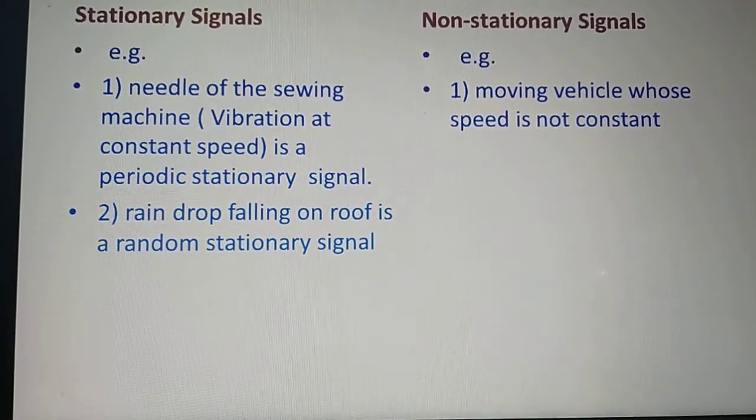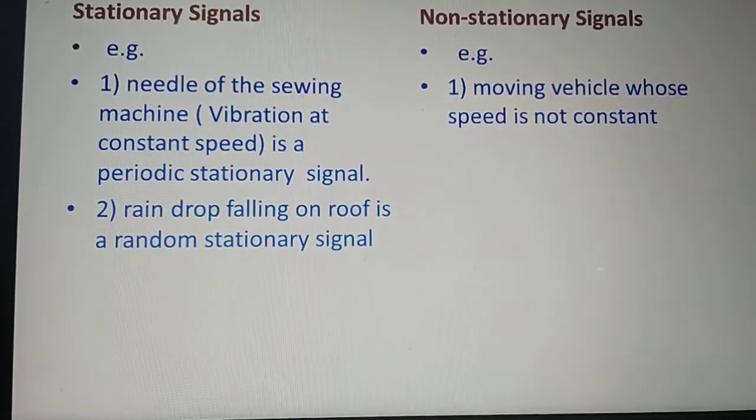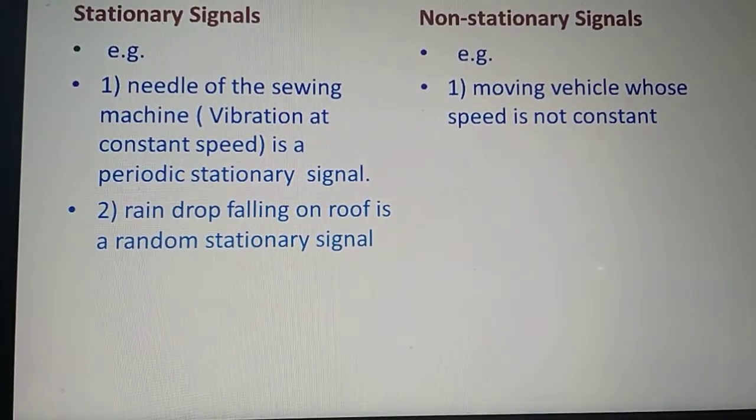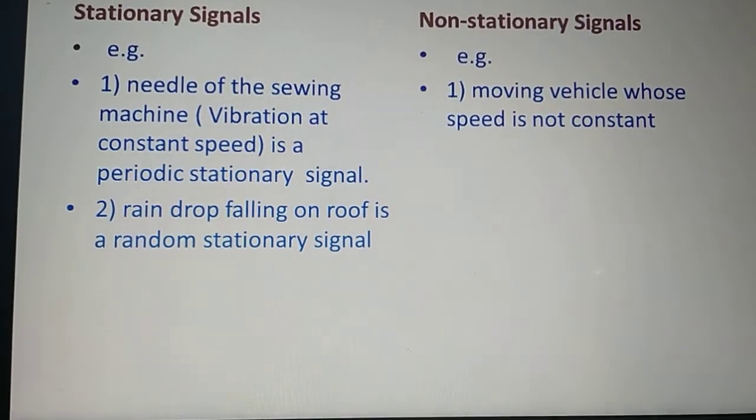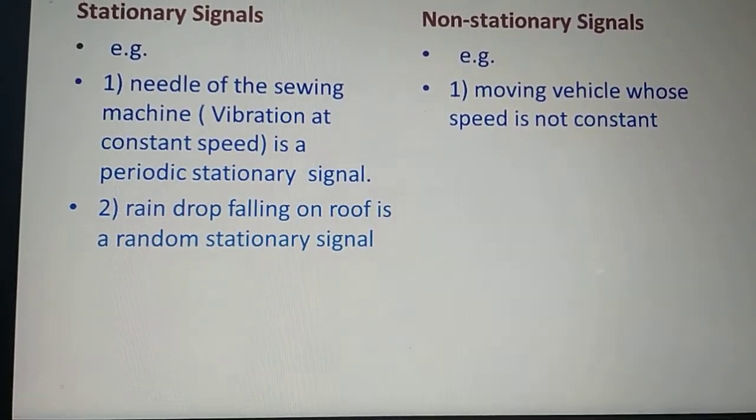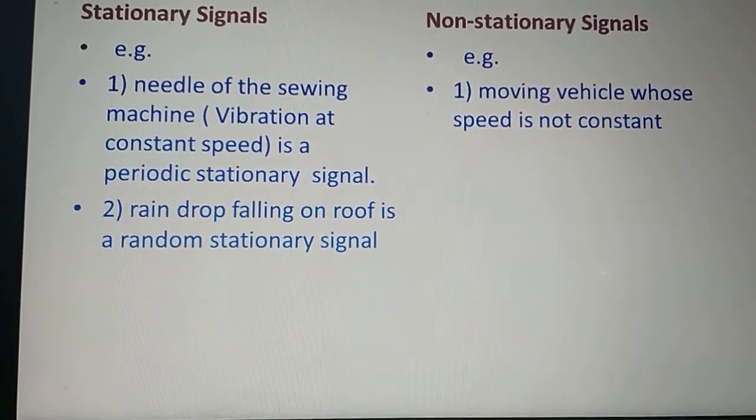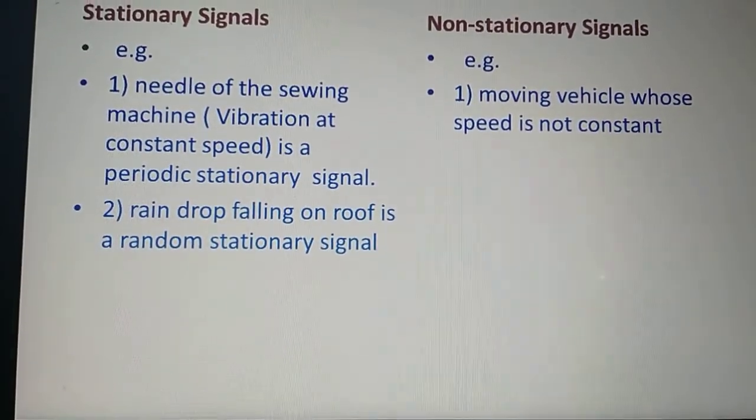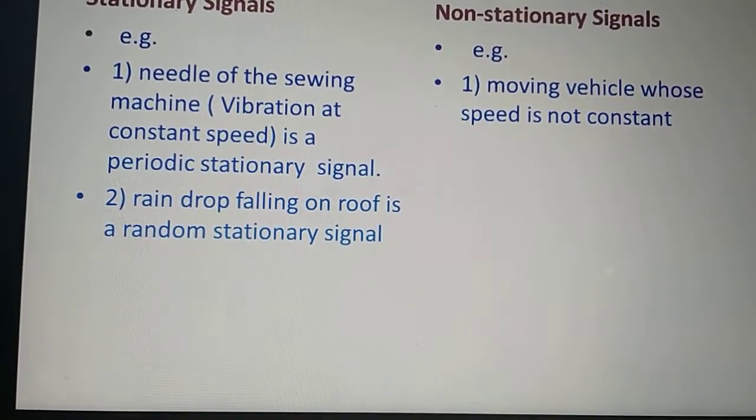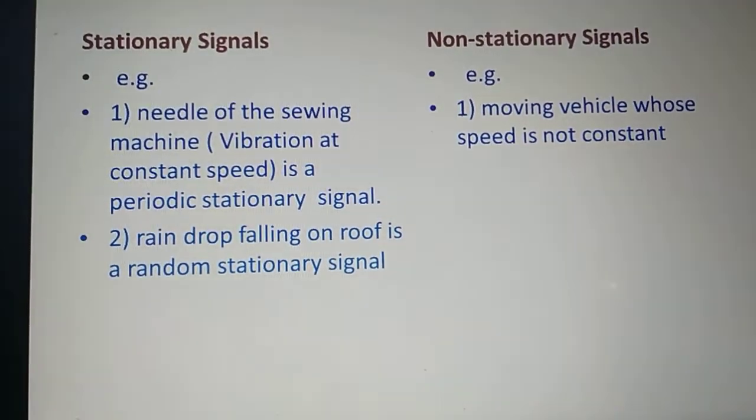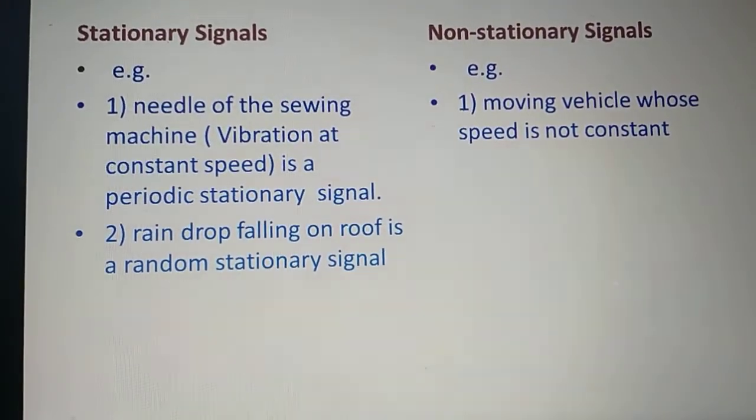The second example we also discussed last time: raindrops falling on a roof is a random stationary signal. And as an example of a non-stationary signal, you can consider a moving vehicle whose speed is not constant. So these are the various topics that we discussed in the last lecture.